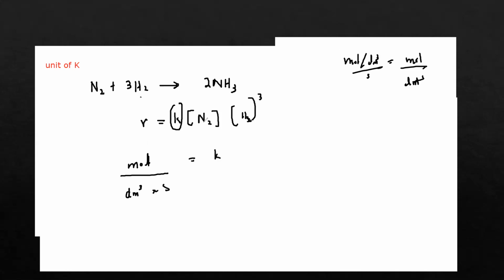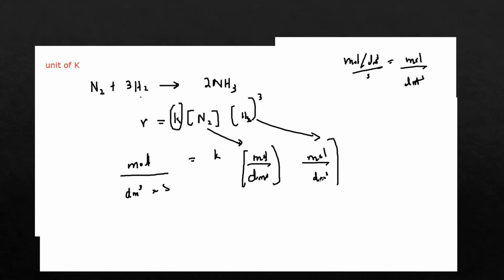K we don't know. What is the unit of concentration? The unit of concentration is mole per dm cube. That's the unit for nitrogen concentration, and for hydrogen concentration the unit is mole per dm cube, but that is raised to power 3. So the mole per dm cube will cancel with the mole per dm cube on the other side, and it is 1 over second. When I simplify, the power 3 is multiplied with mole and with dm cube as well, so this will become mole cube dm cube.